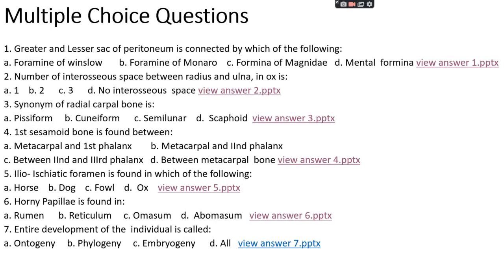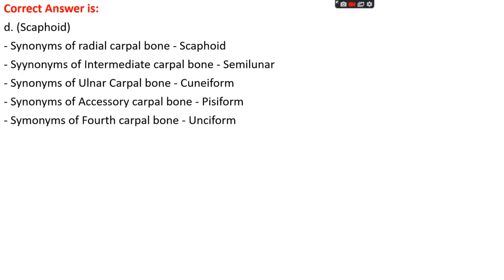Okay. Question number 3. Synonym of radial carpal bone is option A pisiform, option B cuneiform, option C semilunar, option D scaphoid. The right answer is option D, that is scaphoid. Okay. Synonym of radial carpal bone is scaphoid.